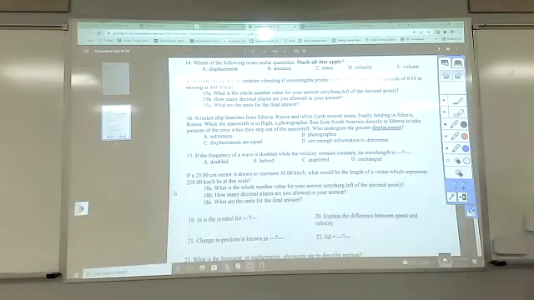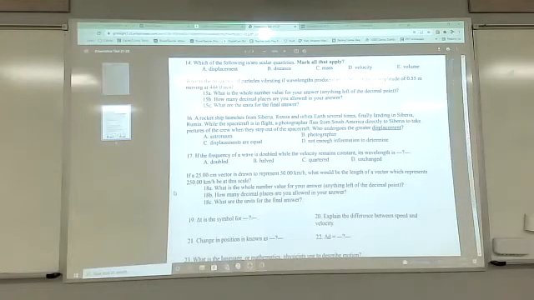Okay, number 16. A rocket ship launches from Siberia, Russia, and orbits Earth several times, finally landing in Siberia, Russia. While the spacecraft is in flight, a photographer flies from South America directly to Siberia to take pictures of the crew when they step out of the spacecraft. Who undergoes the greater displacement?